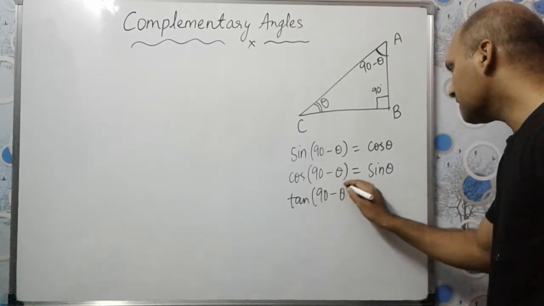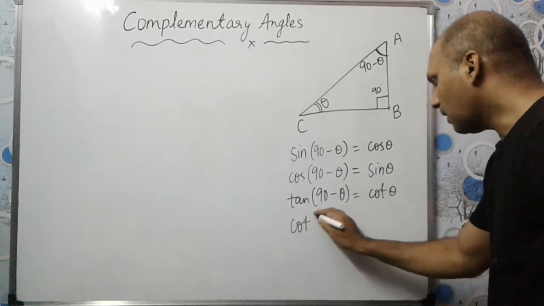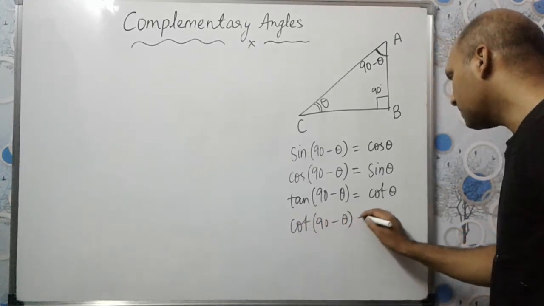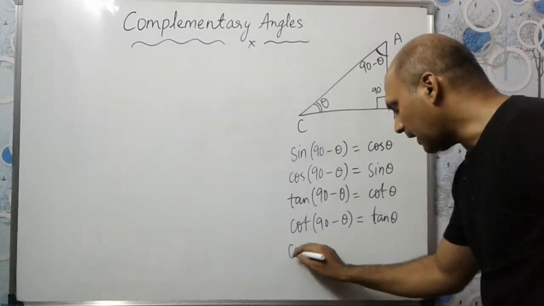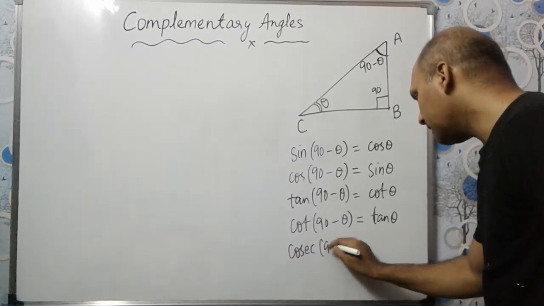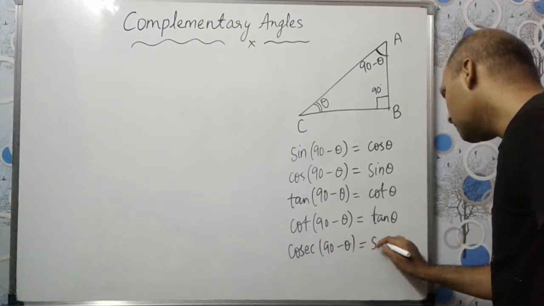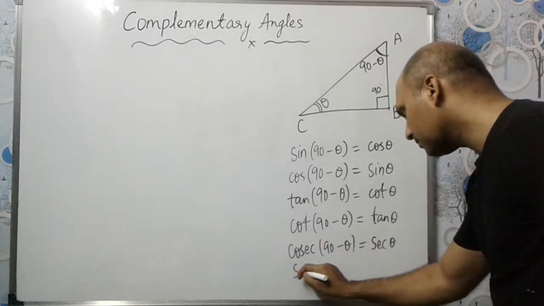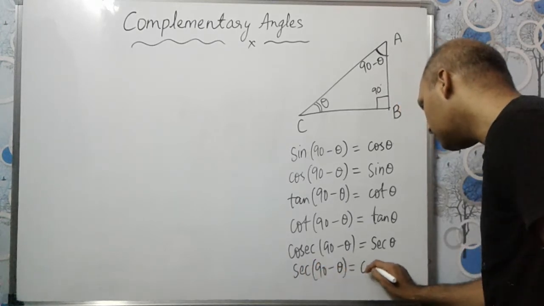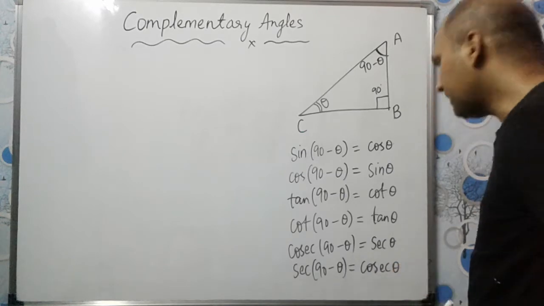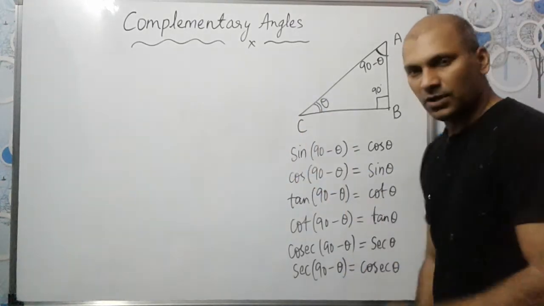Tan 90 minus theta is equal to cot theta. Cot 90 minus theta is equal to tan theta, and cosecant 90 minus theta is equal to secant theta. Secant 90 minus theta is equal to cosecant theta. These are the 6 complementary angle formulas in trigonometry.